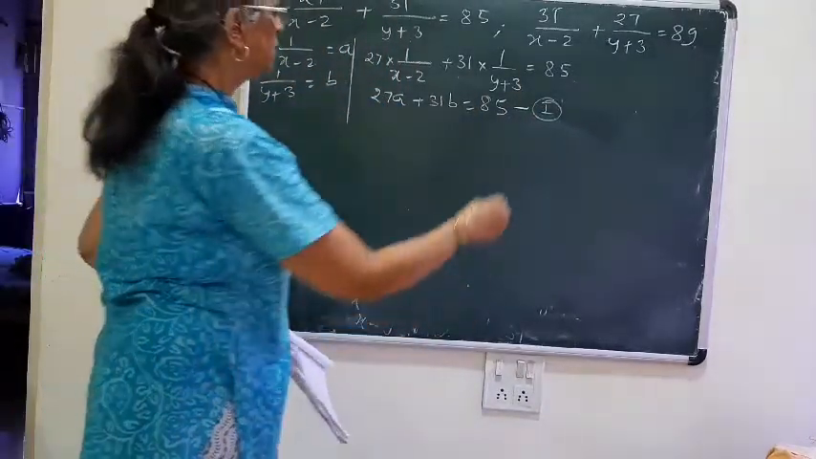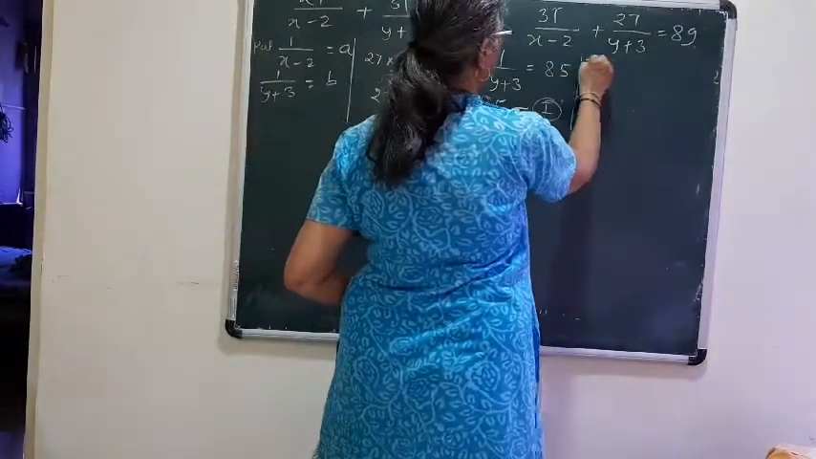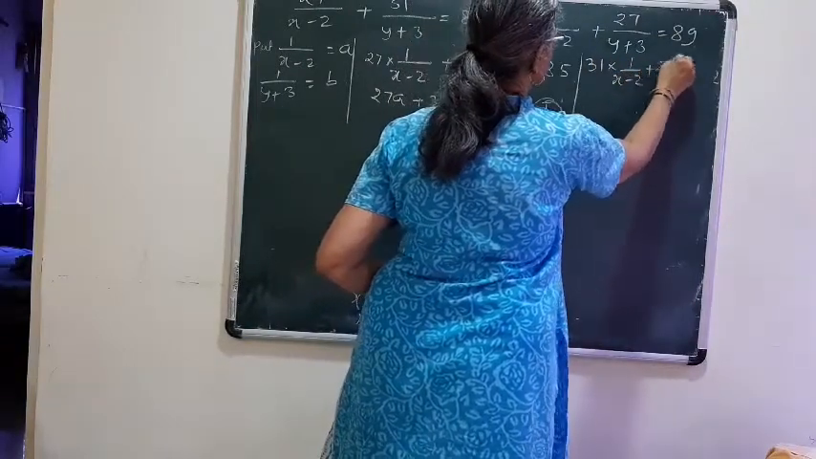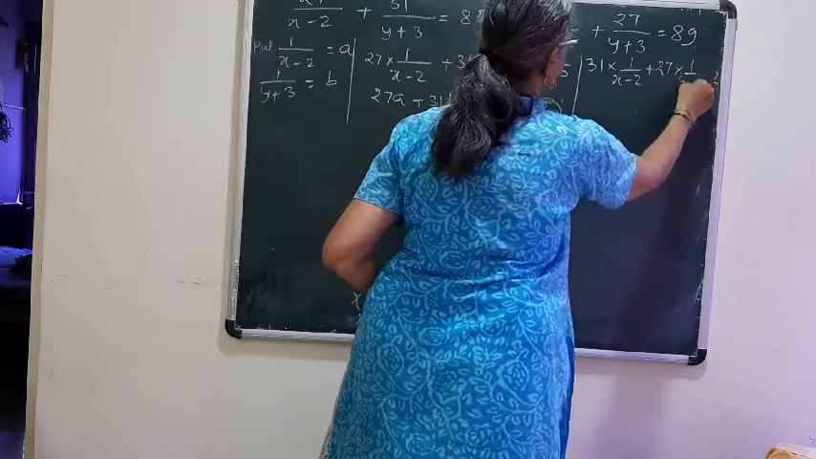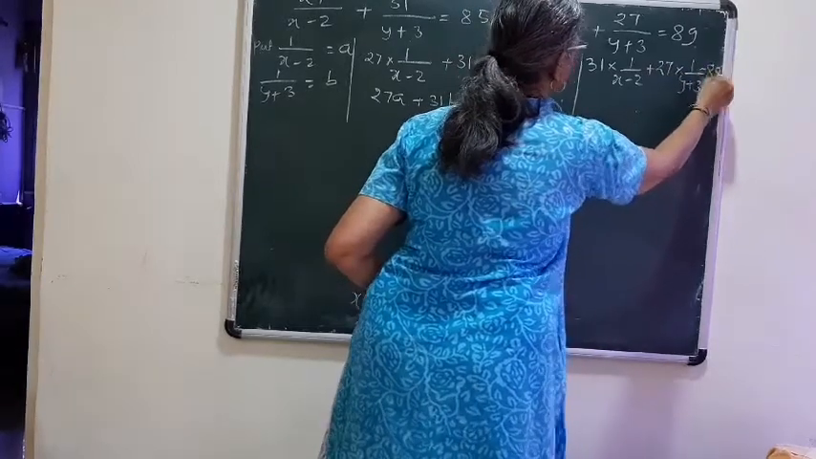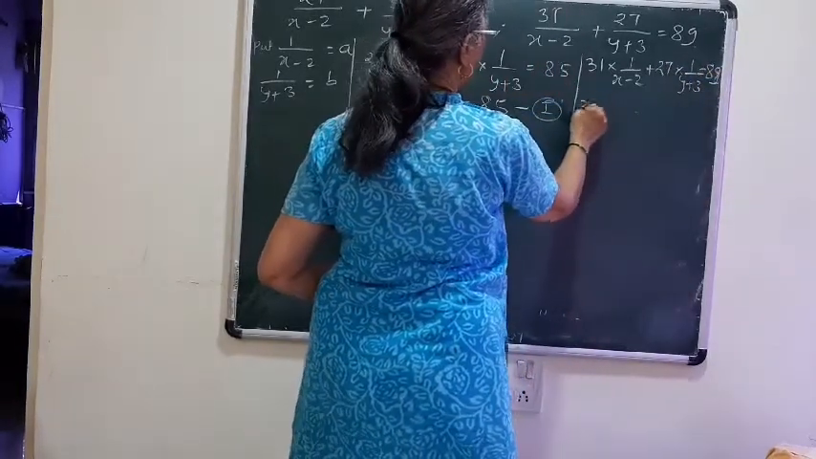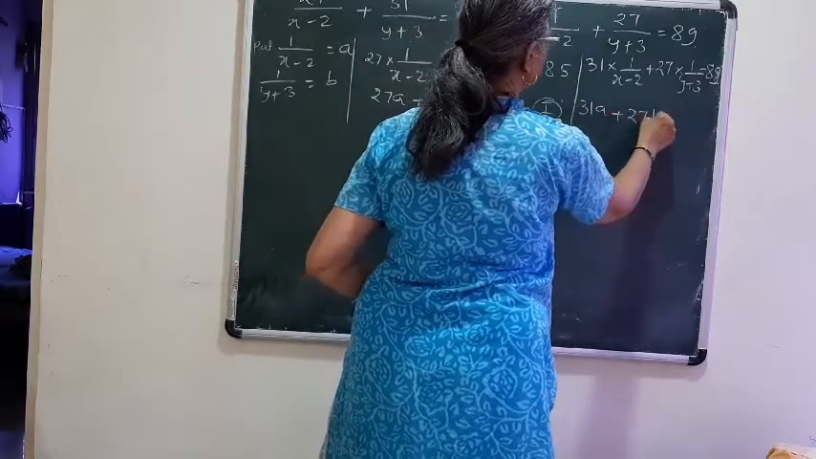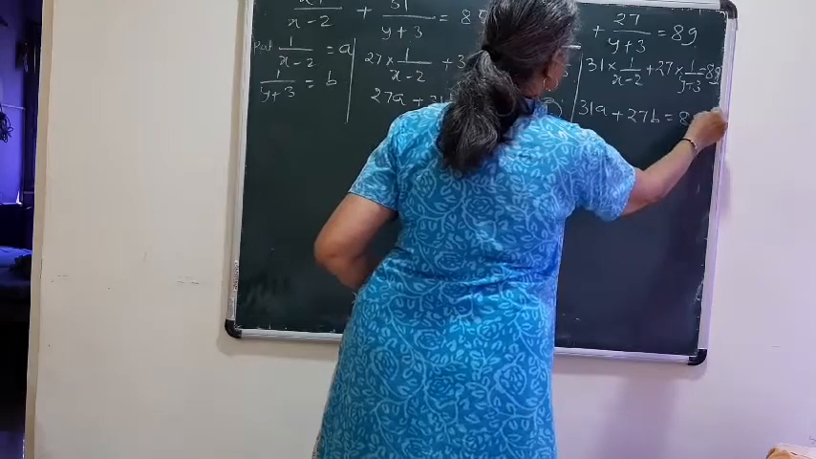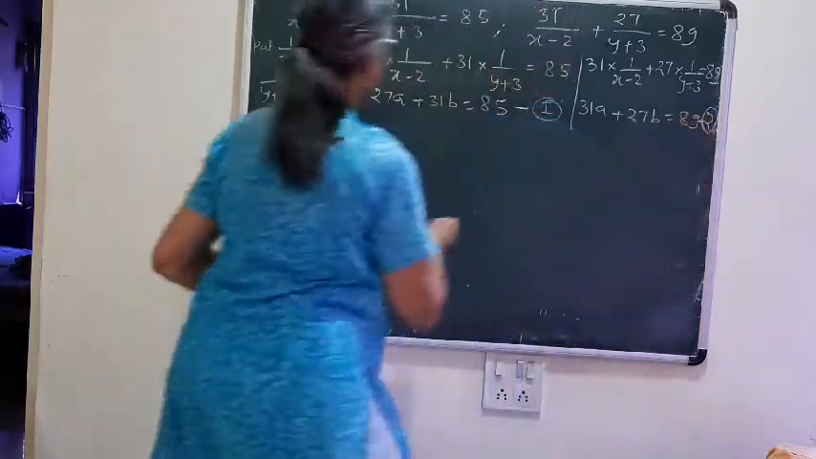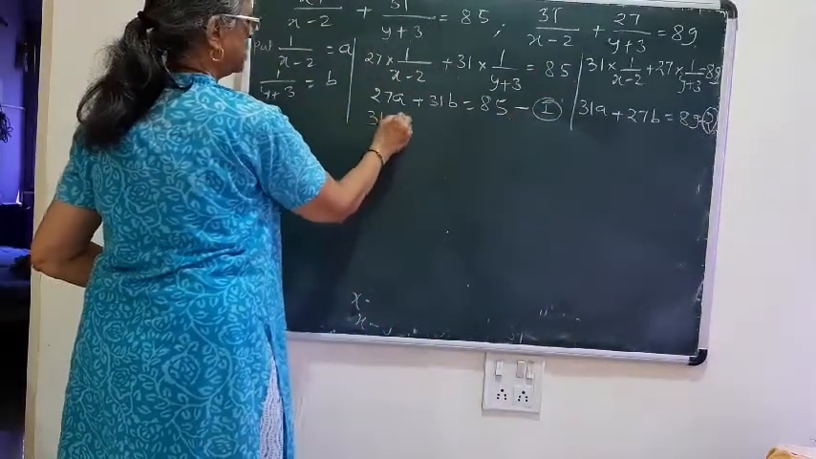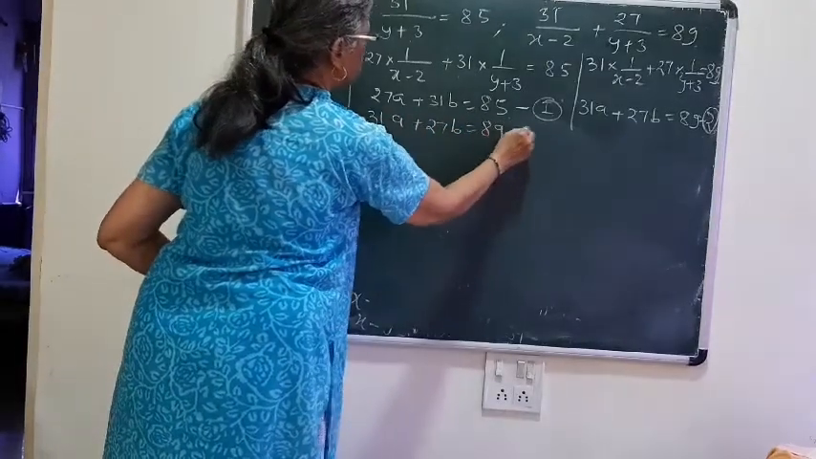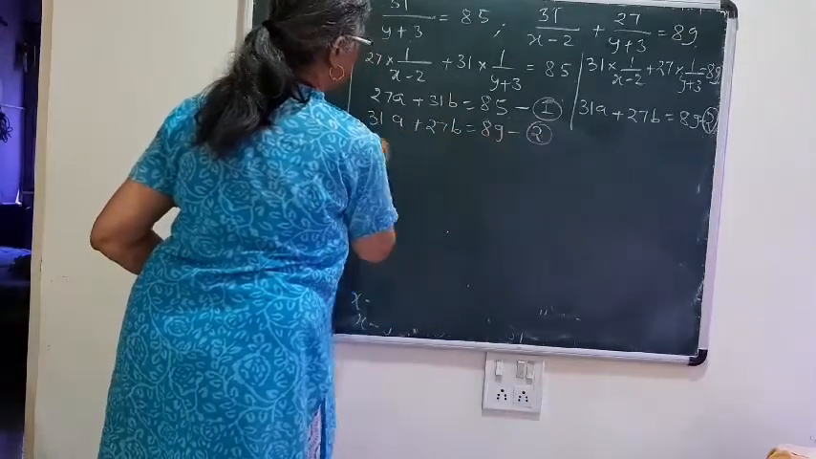For the second, it will become 31 into 1 upon x minus 2 plus 27 into 1 upon y plus 3 is equal to 89. So it will become 31a plus 27b is equal to 89. So this is your second equation. I will write 31a plus 27b is equal to 89. So this will be your second equation.